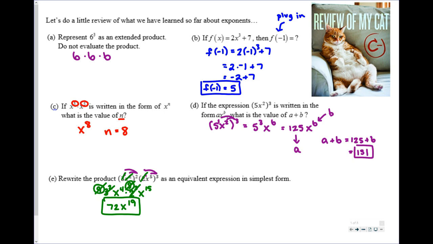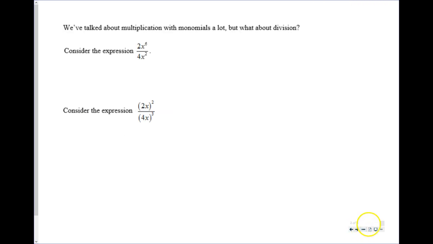So, with that said, we're going to move on to now talking about division. We've talked a lot about multiplication with monomials, which is what these terms are, but what about dividing terms that look like this? Okay, so let's take a look at this expression, 2x to the fifth over 4x to the second, and I'm going to show this to you by expanding it. So what I mean by expanding it is I'm going to write this out without exponents. So I've got 6 x's on top, I've got a 4 and 2 x's on bottom.